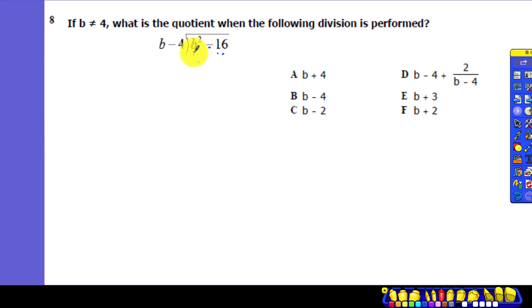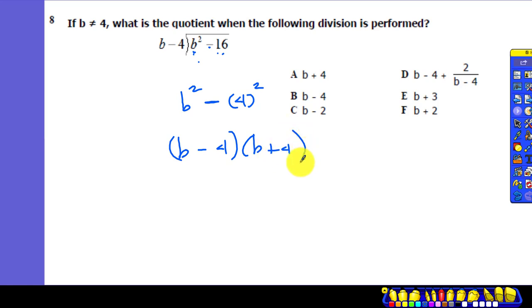Is this a perfect square? Yeah, as long as your exponent is even, it's a perfect square. Okay, is 16 a perfect square? How can I write that as a quantity squared? Oh, just 4. Because the minus sign is always in the middle. So we have a DOS: b minus 4, and then b plus 4.